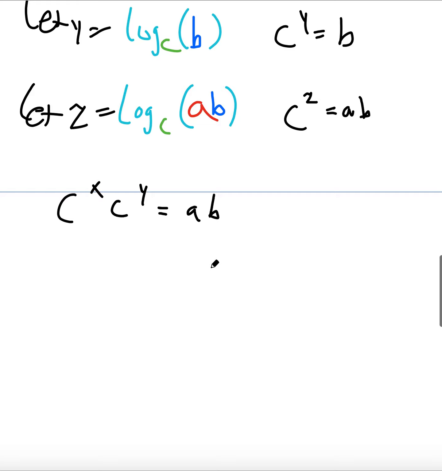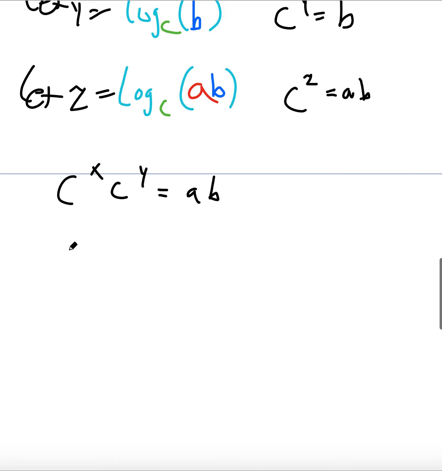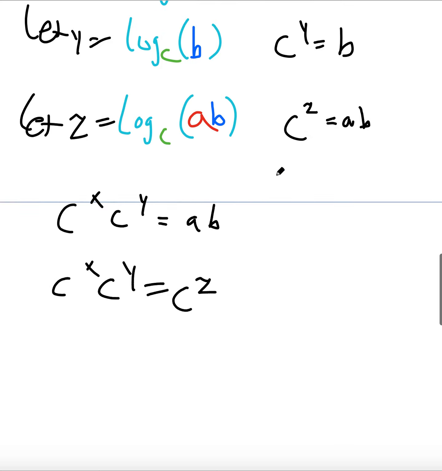Now let's find out if we can make that true. If we are assuming that these are equal right now, then c to the x times c to the y is equal to c to the z, right? And this looks like a not equal, but they are equal. We're assuming they are, so we're going to try and work with that. So we're assuming they're equal, so c to the x times c to the y is equal to c to the z.